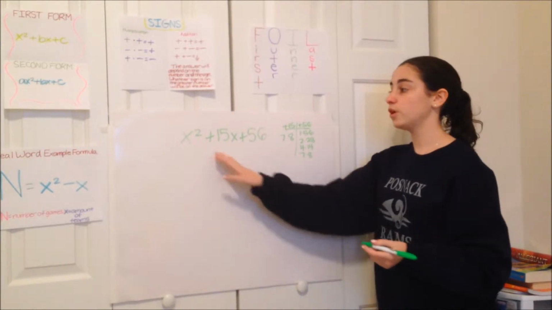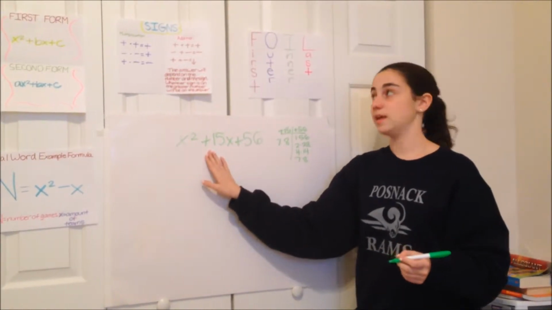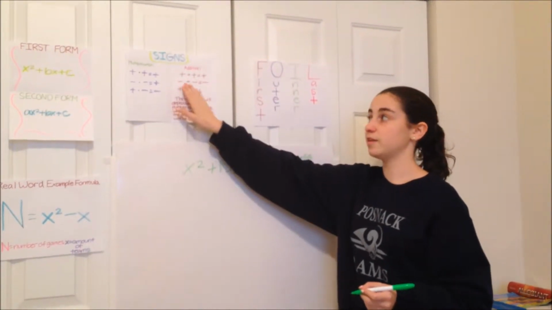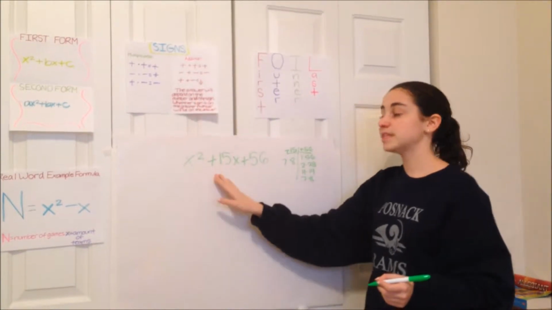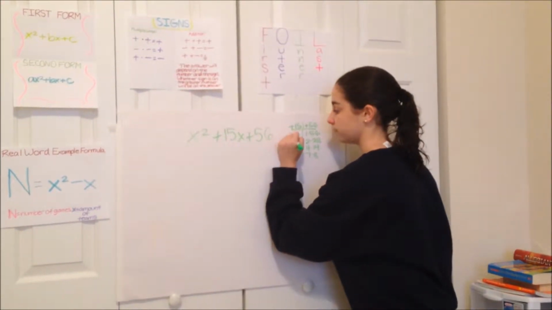To figure this out, we look at the sign on the B, which is 15. If the sign on the B is positive, we know that a positive plus a positive equals a positive, and a negative plus a negative equals a negative. The sign on the B is positive, so we know that 7 and 8 will both be positive.